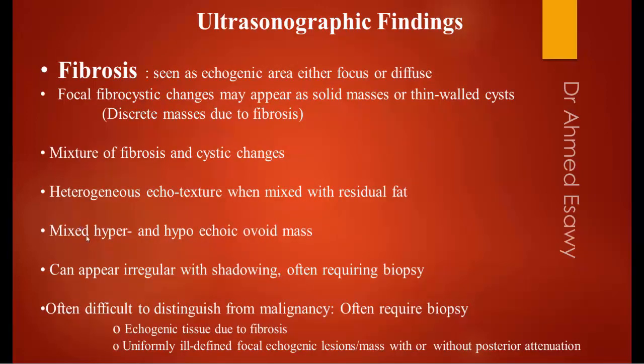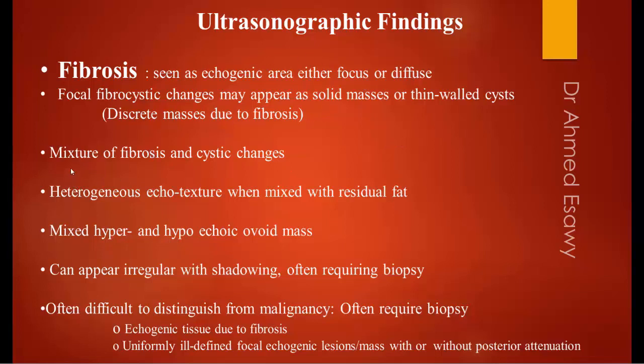Fibrosis. How is it present in ultrasonographic findings? Fibrosis is seen as an echogenic area, either focal or diffuse. Focal fibrocystic change may appear either as a solid mass as a result of fibrosis or a thin-walled cyst. Solid masses due to fibrosis. So fibrosis presents as an echogenic area or mass-like, either diffuse or focal.